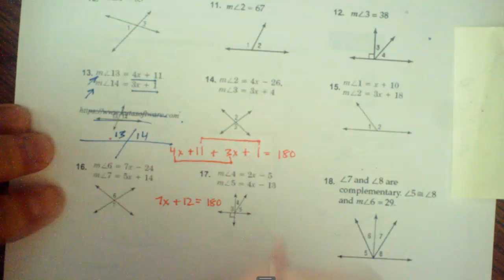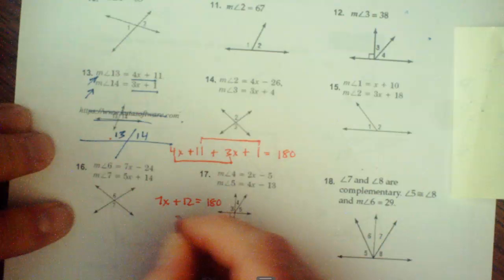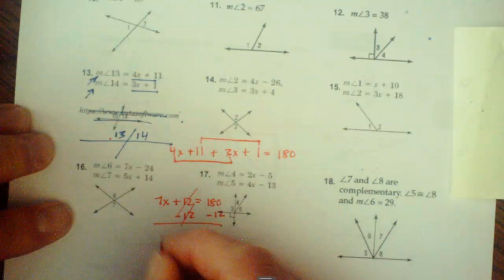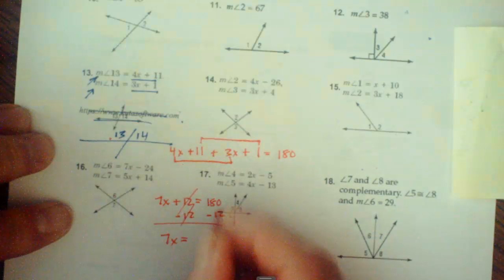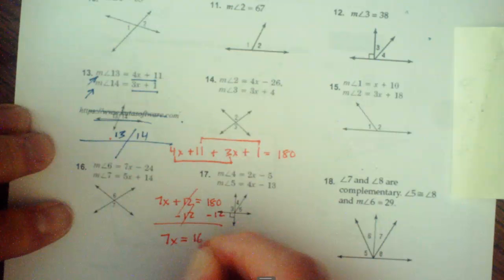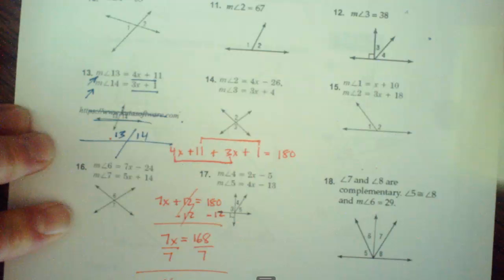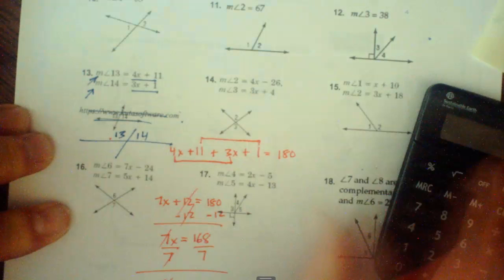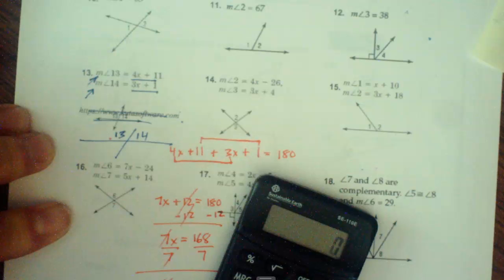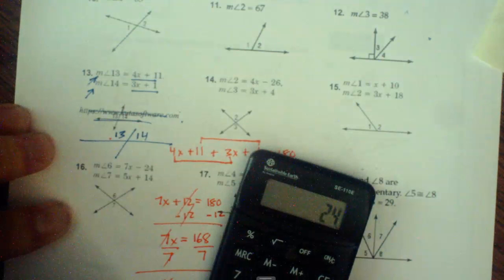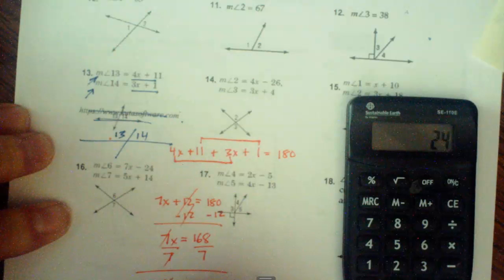Now we've got ourselves a little equation here that we can solve. So let's subtract 12 from this side. Let's subtract 12 from this side. These cross out. Now you just have 7x equals 168 degrees. So now, if we divide by 7, we can isolate and get x. The 7s will cross off. We have 168 degrees, and if we divide that by 7, we get that x equals 24 degrees.